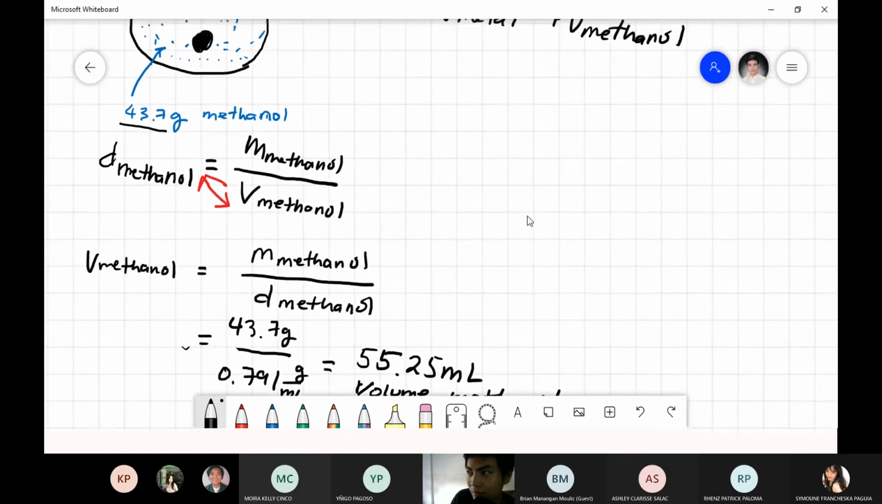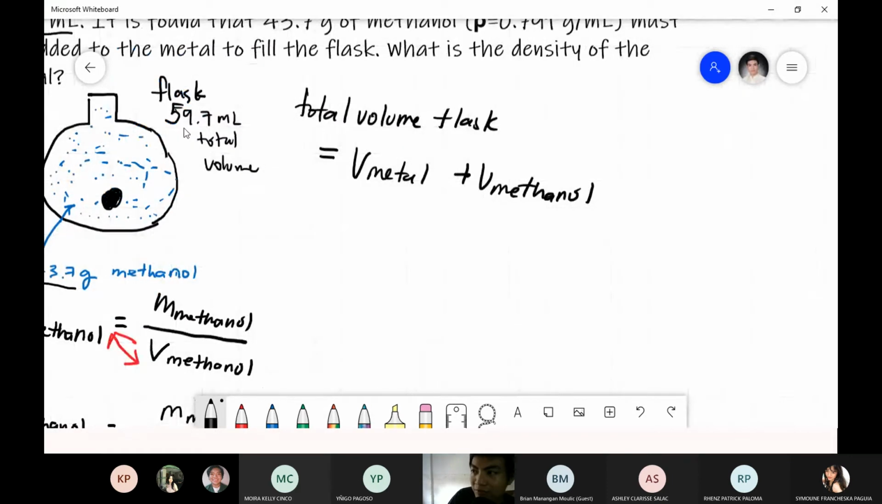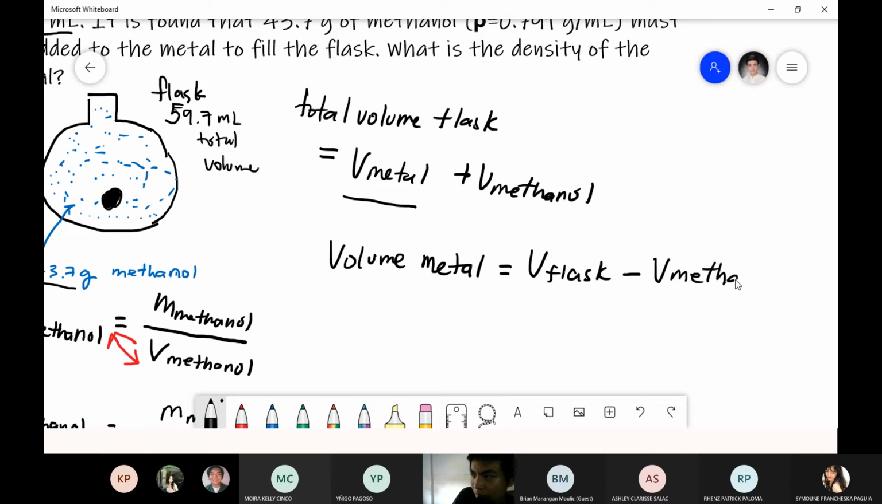55.25. Balik ulit tayo dito. Ano yung total volume ng flask? Total volume ng flask ay equal sa volume ng metal plus volume ng methanol. Alam ko yung volume ng flask. Alam ko yung volume ng methanol. Ibig sabihin, pwede ko malaman yung volume ng metal. Okay? So, to get the volume of metal, that is simply the volume of the flask minus the volume of methanol. Ito, lipat mo lang sa kabila. Algebra lang.